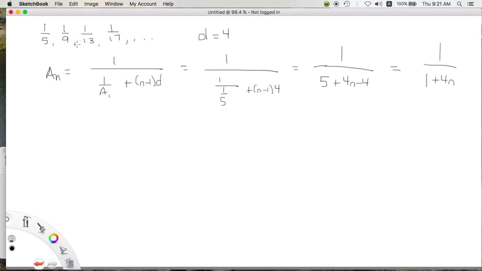Okay, so you can check it. This is position 1, so n equals 1, so 1 over 1 plus 4. This is position 2, so 1 over 1 plus 8, and so on and so forth, and check it. This is kind of like other algebra things. You can check it, so do.